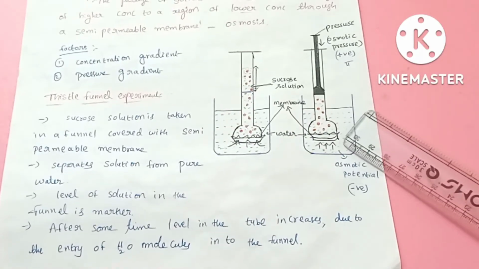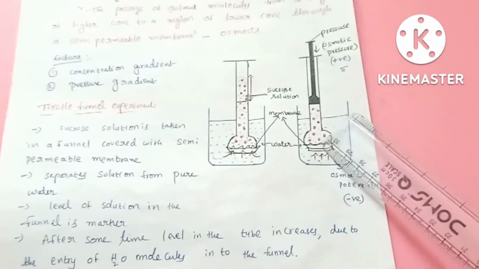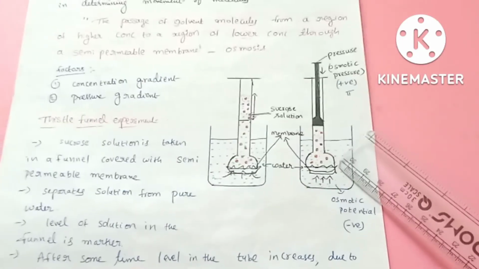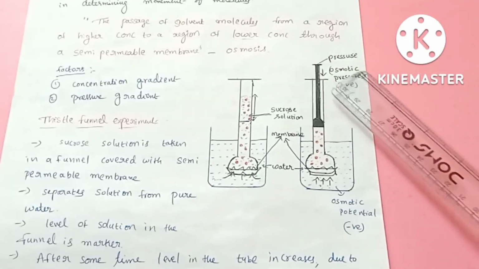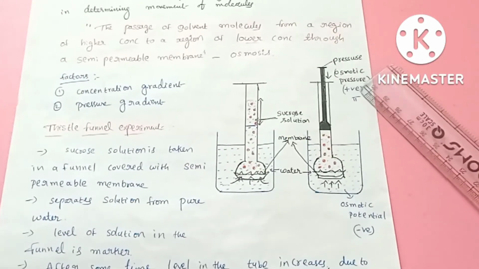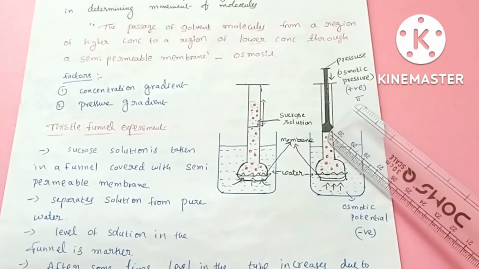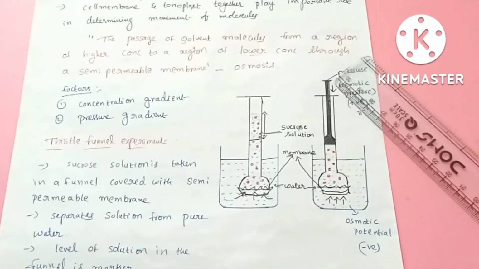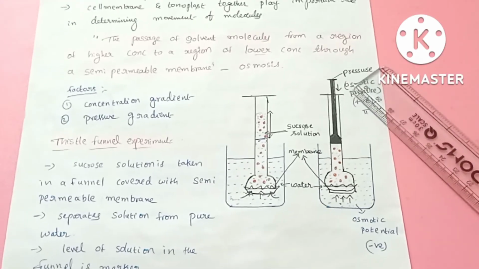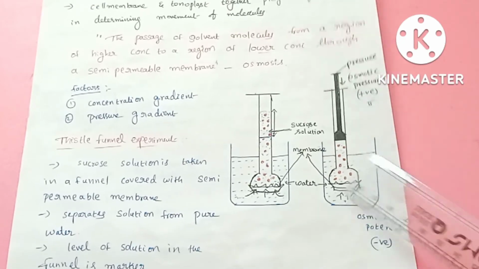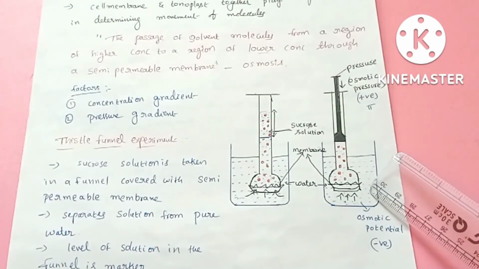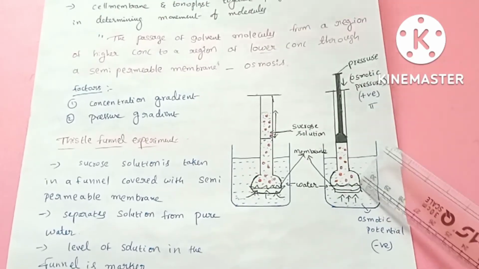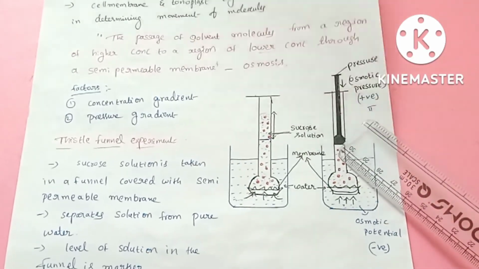Here, what is meant by a hypotonic solution? The solution whose solvent concentration is high compared to the solute concentration is called a hypotonic solution. And what is a hypertonic solution? The solution where the number of solute molecules is more when compared to the number of solvent molecules. Here the solvent concentration is more, and here the solute concentration is more. This is the hypotonic solution, and this is the hypertonic solution.